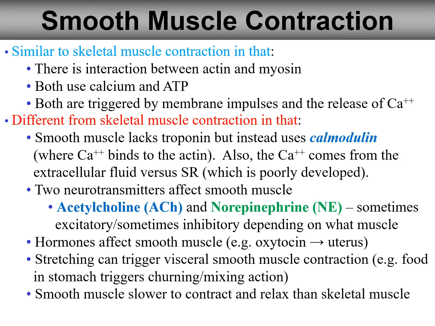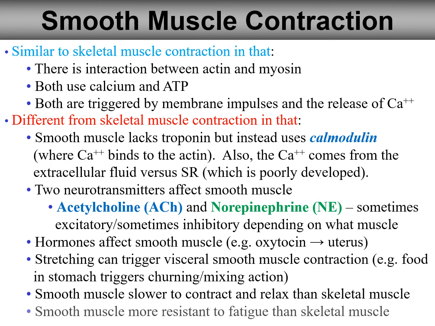Smooth muscle is also much slower to contract and relax than skeletal muscle is. It tends to resist being fatigued. Skeletal muscle fatigues much faster than smooth muscle does, and it has to do, again, with the anatomic differences between the two types.